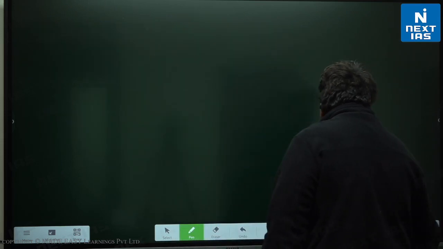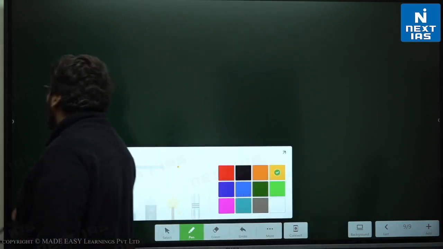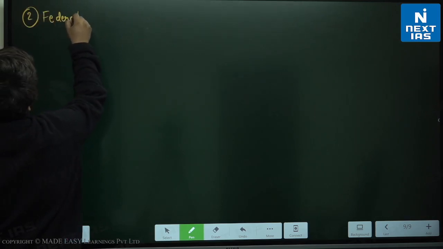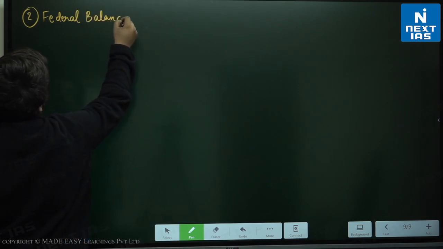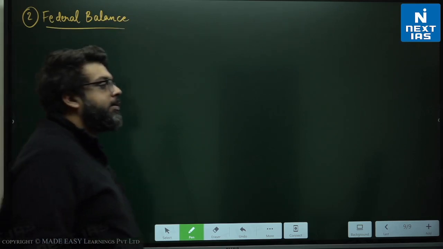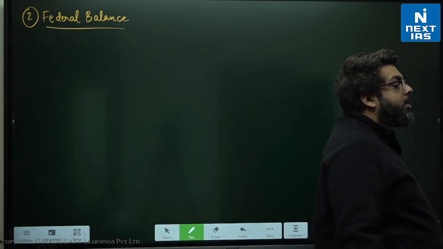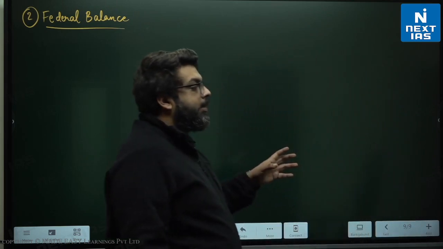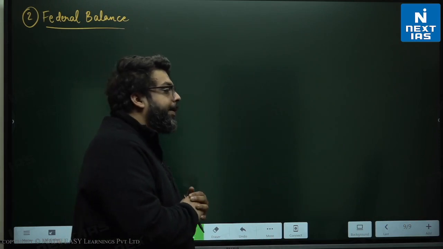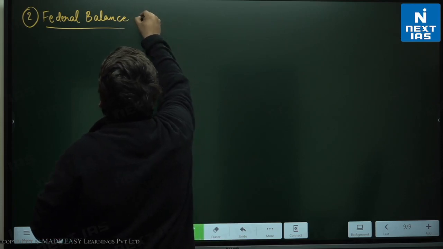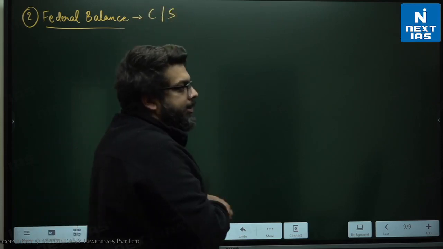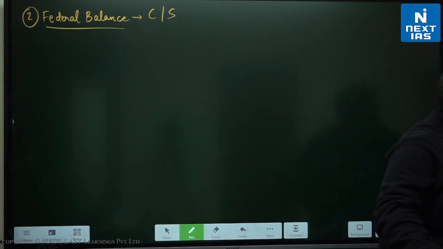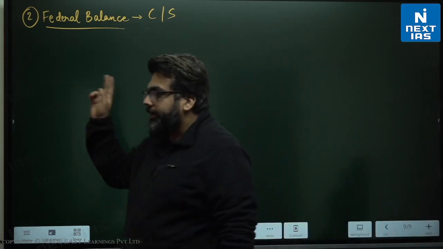Now, we move to rule number 2, federal balance. Let's understand this as clearly and accurately as we can. As you would know, federal balance means this is going to be about the center and states. Let's look at it. This is the second rule.